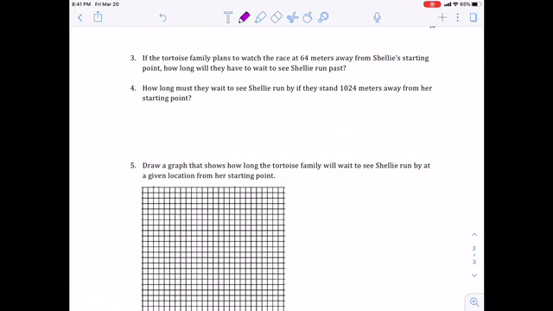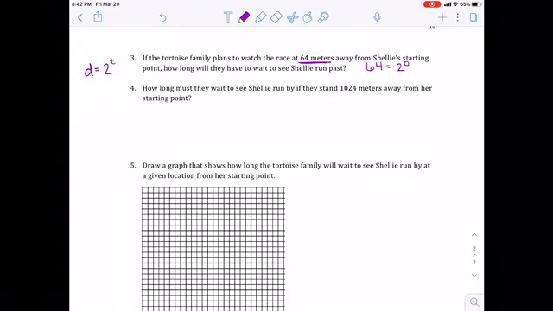So question 3 says, if the tortoise family plans to watch the race at 64 meters away from Shelley's starting point, how long will they have to wait to see Shelley run past? Now please notice that this 64 is the distance. It's 64 meters. So remember how our equation was d equals 2 to the t, where d was the distance and t was the time. This time it's the distance that I know, that's 64 meters, and I'm looking for the time. So I'm going to say then that 64 has to equal 2 to some time that I'm trying to figure out, and I'm not sure what that is.